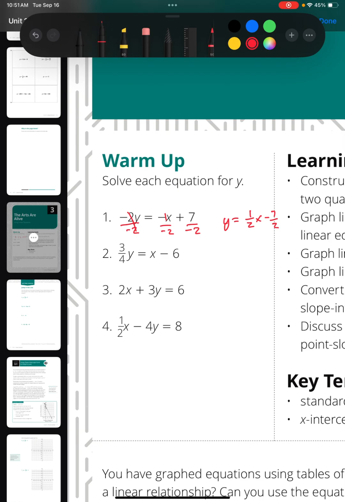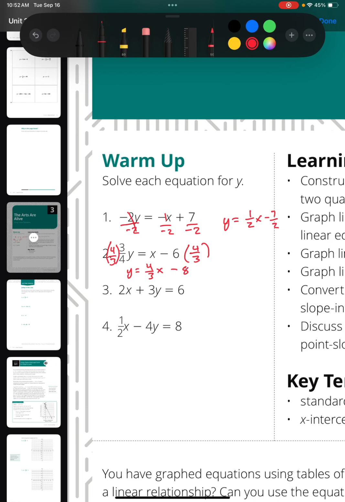Okay, for the next one, we have a fraction times y, so we're going to multiply by the reciprocal, 4/3. So from there, we have x times 4/3, so that's going to give us 4/3 x minus 6 times 4 divided by 3, which will give us -8.